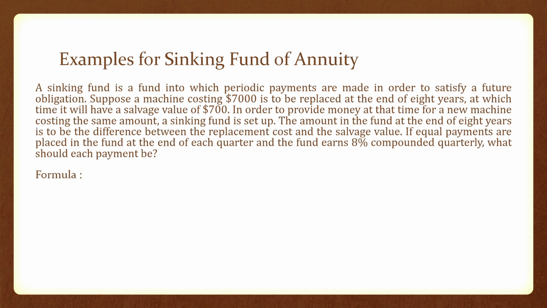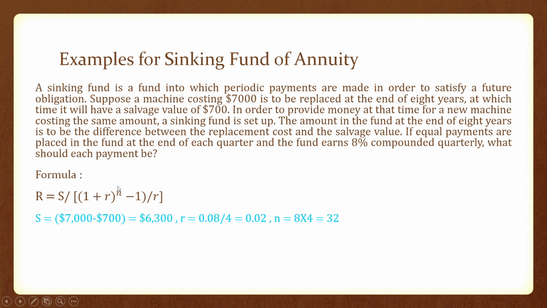So we must find the information. So this is the formula. The total cost of property is $7,000 minus the salvage value, which is $700. So we get $6,300. Small r is 0.08 divided by 4, which is 0.02. It must be divided by 4 because the question said compounded quarterly.